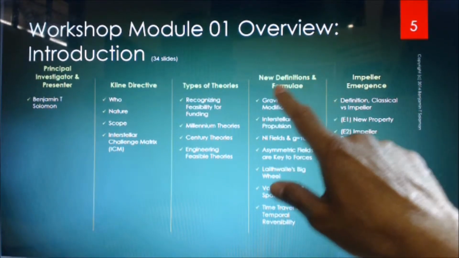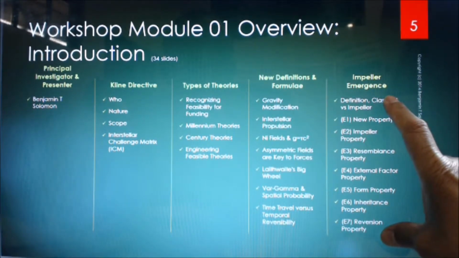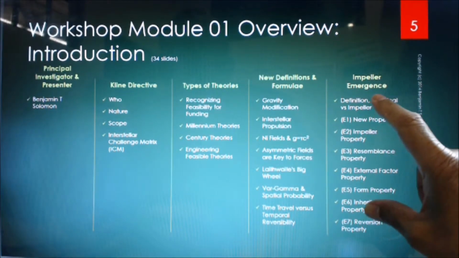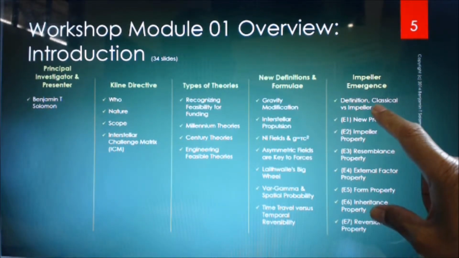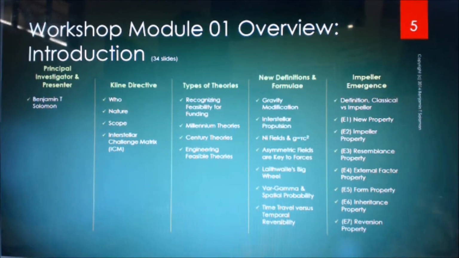New definitions, we'll talk about all the new definitions we're going to look at. And then there is this impeller emergence. Classical emergence, we'll discuss the difference between classical emergence and impeller emergence. Impeller emergence has 7 properties which I've proposed. Classical emergence is not well defined.